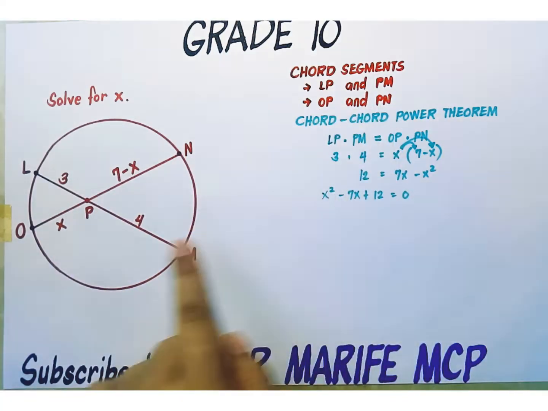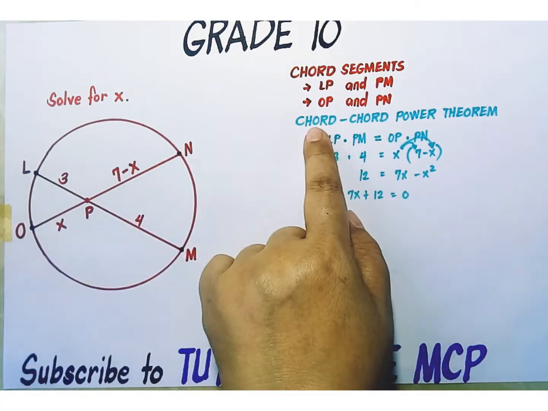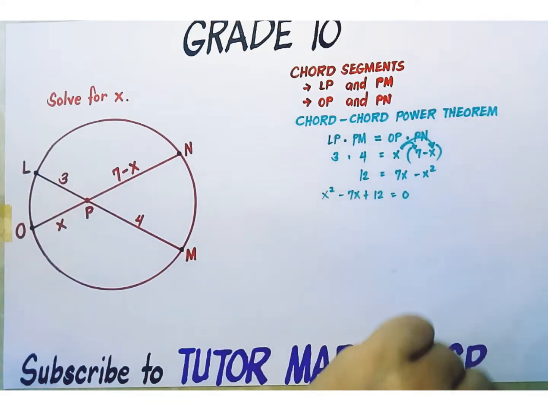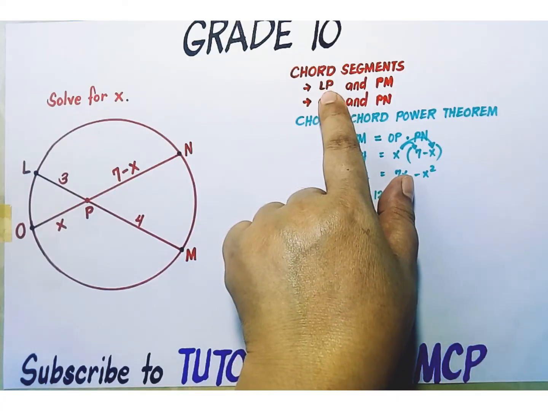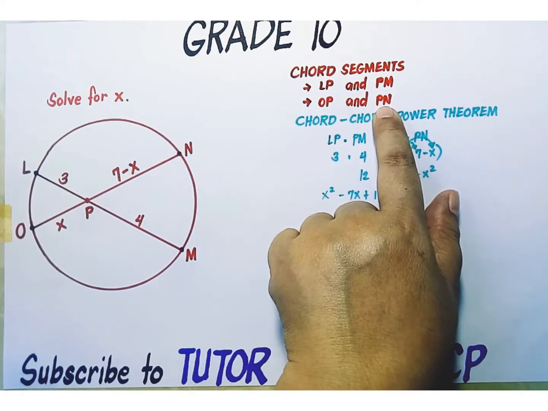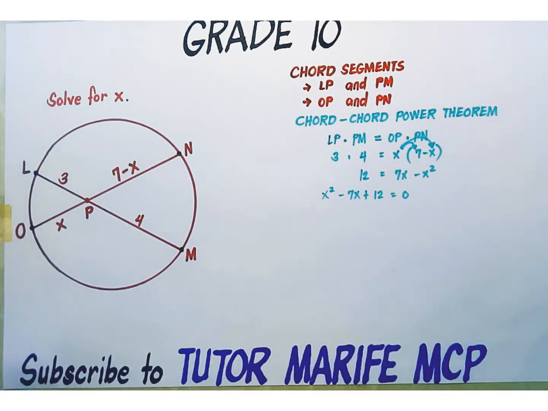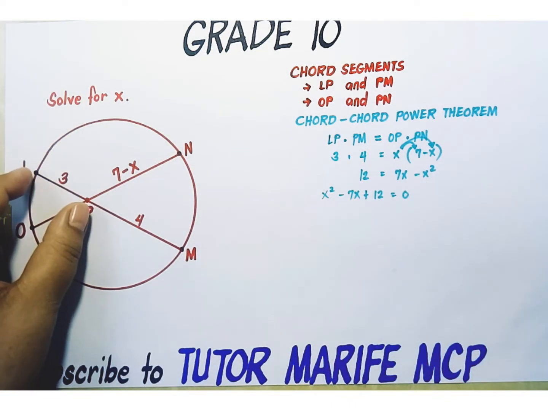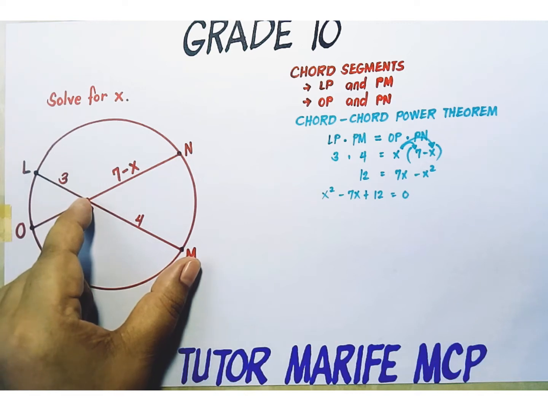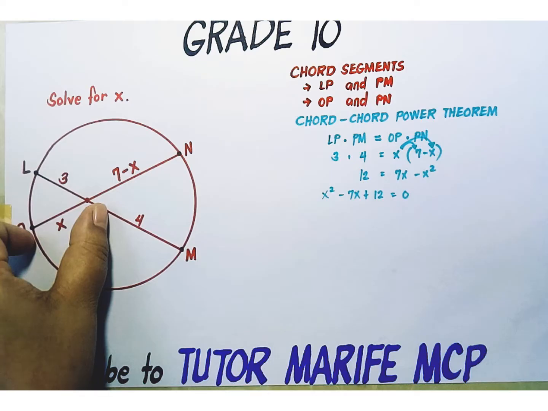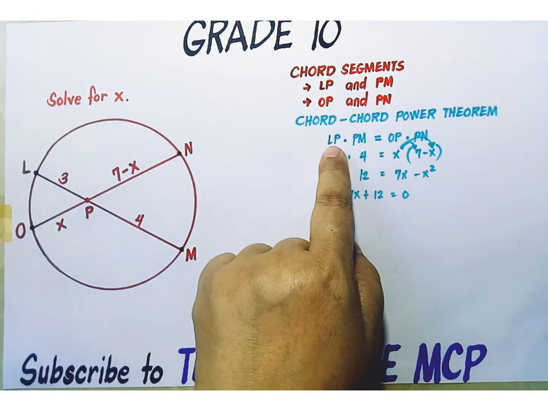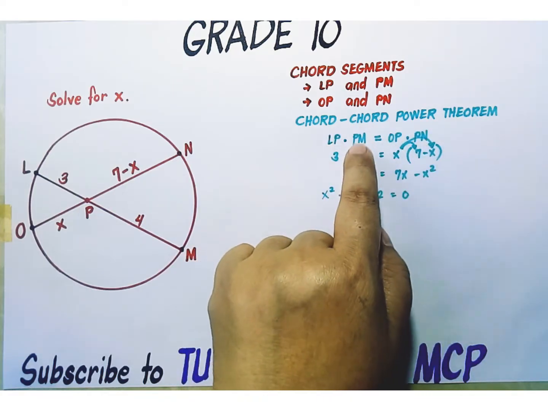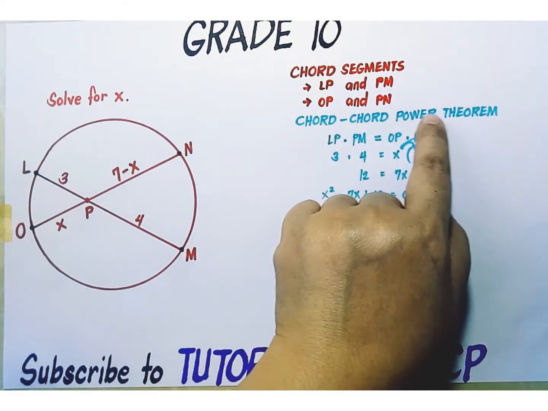PN. To solve for x, we are going to apply the Chord Chord Power Theorem. This theorem tells us that the products of the lengths of the chord segments are equal. In other words, the length of chord segment LP times the length of chord segment PM is equal to the length of chord segment OP times the length of chord segment PN. This is our equation. It's an application of the Chord Chord Power Theorem.